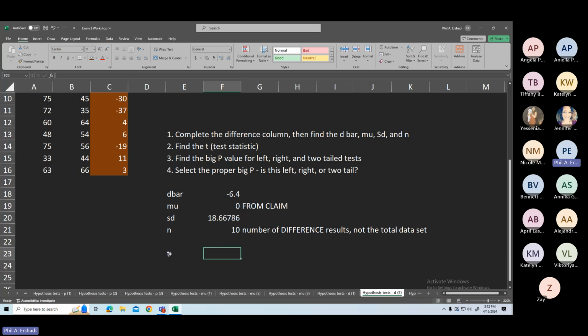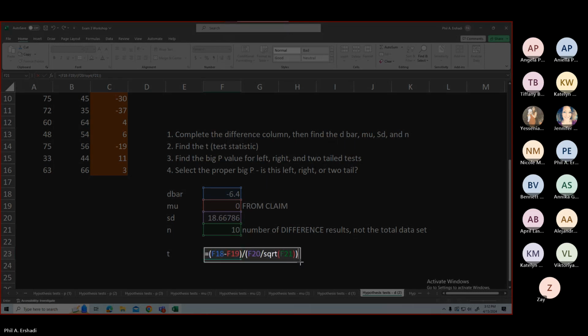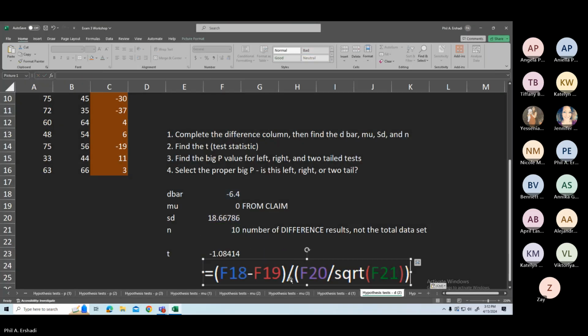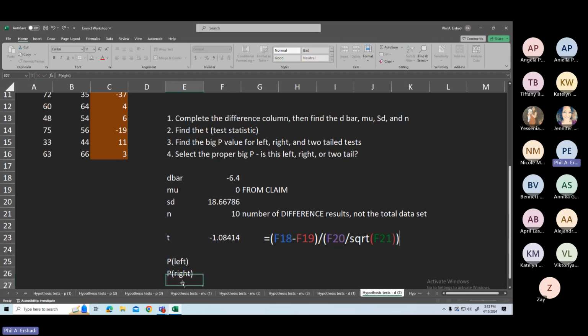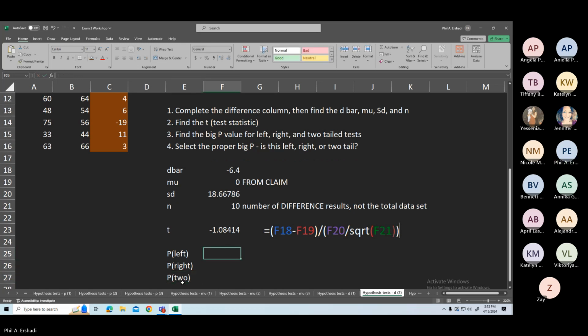Now the test statistic is just the same as before. We'll say equals, this time d bar minus mu over another parentheses, s over square root of n, just like last time. There we are. And then once we've got all that, we can get the p left, p right, and p two-tail. So again, remind me what formula I used to get p left.